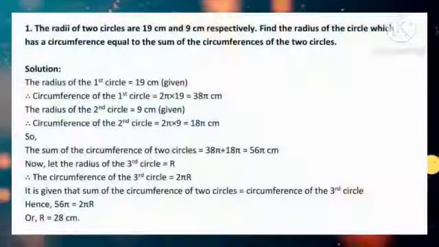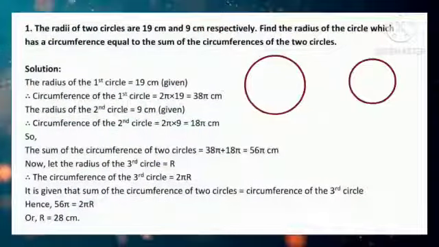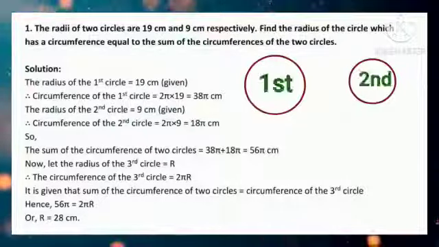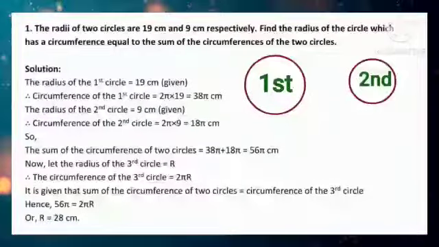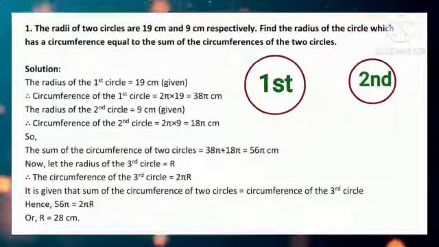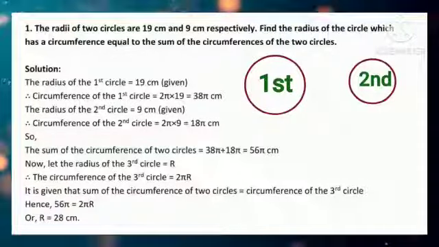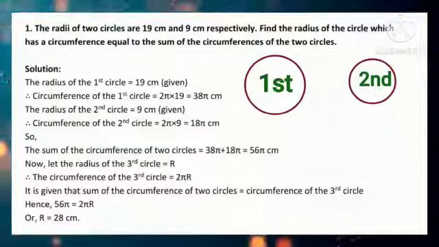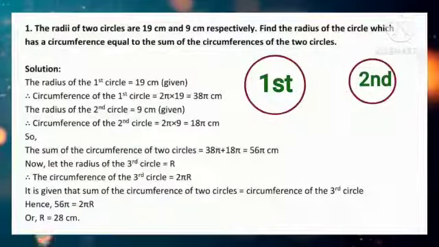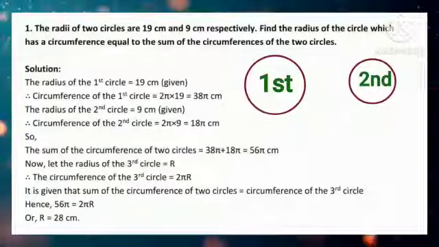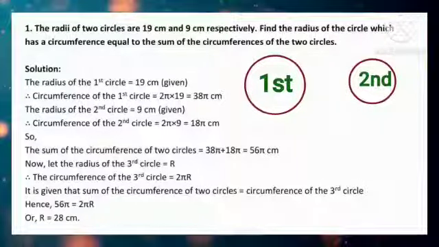Let the radius of the first circle be 19 cm. So according to the formula, its circumference will be 38 pi centimeter. Similarly, the radius of the second circle is 9 cm, so its circumference will be 18 pi centimeter. So the sum of the circumferences of these two circles will be 38 pi plus 18 pi, that will be 56 pi centimeter.